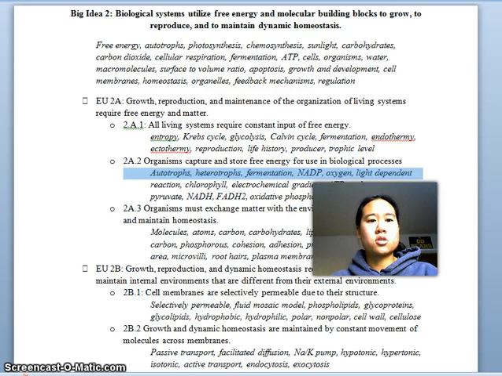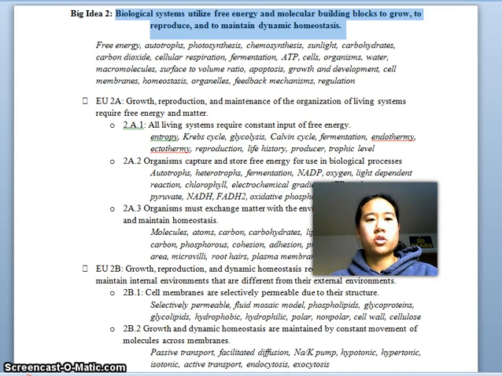Today we're going to be talking about Big Idea 2, and we're going to be moving on from evolution. So just a little bit about what Big Idea 2 is. It's that biological systems utilize free energy and molecular building blocks to grow, to reproduce, and to maintain dynamic homeostasis. So what exactly does that include?